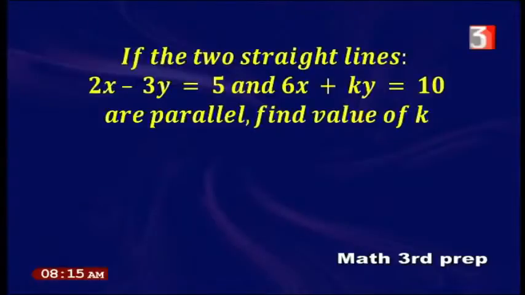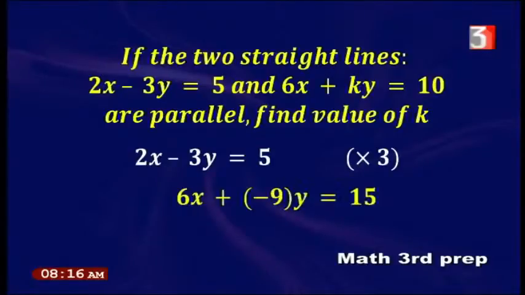The negative 3 is going also to be multiplied by 3 to obtain a result as negative 9. So 2x minus 3y equals 5, when multiplied by 3, you are going to obtain 6x plus negative 9y equals 15. Then, what about the value of k? Yes, the value of k will be negative 9.